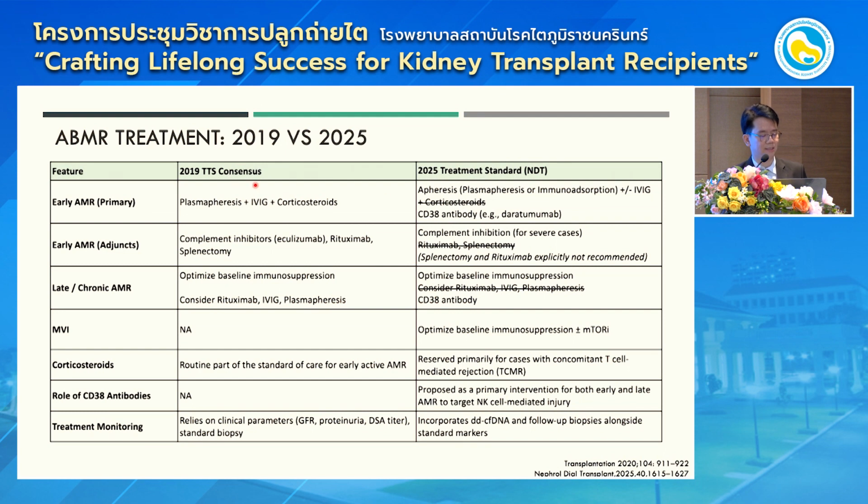Shown here, this is the conclusion. The change from the TTS 2019 guideline to the 2025 guideline published in NDT: the role of corticosteroid has been removed and is only for those patients that have T-cell rejection. The role of rituximab has been lowered, and the role of anti-CD38 has been proposed together with the mTOR inhibitor in those patients who have MVI.